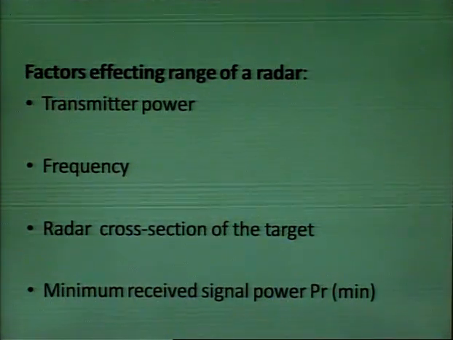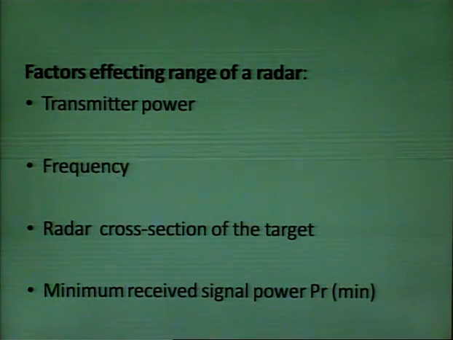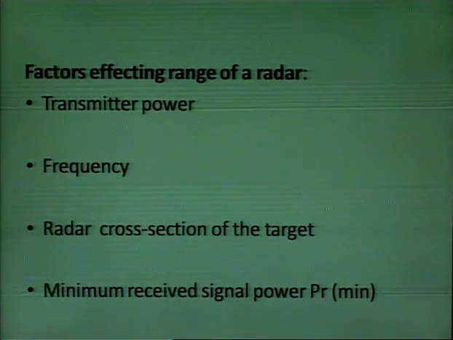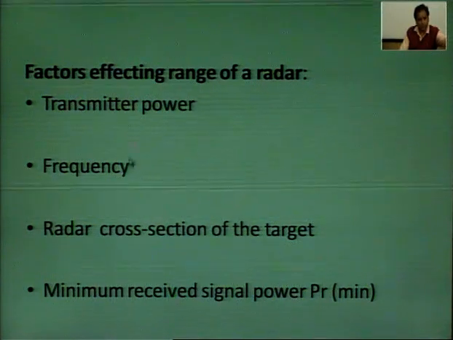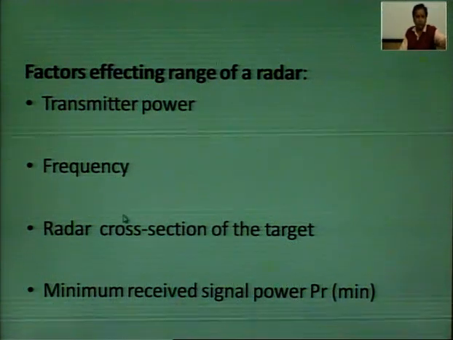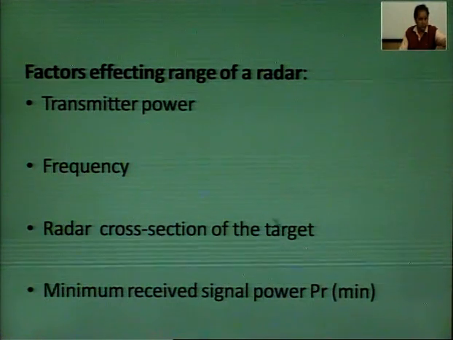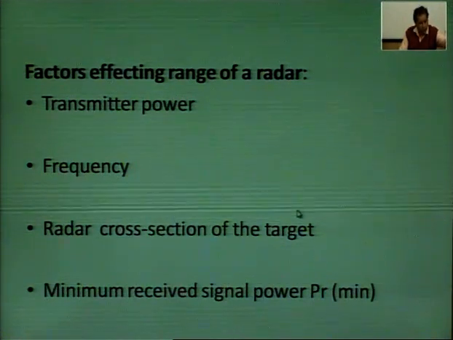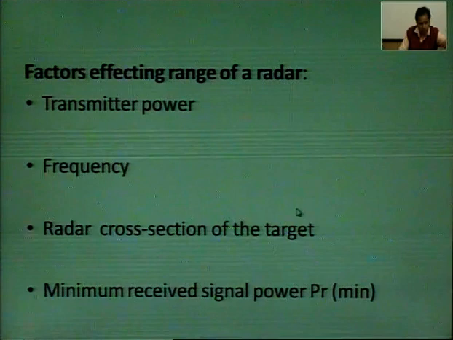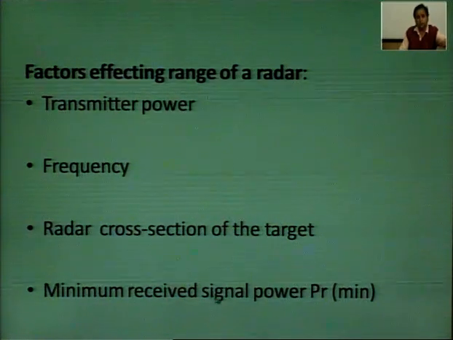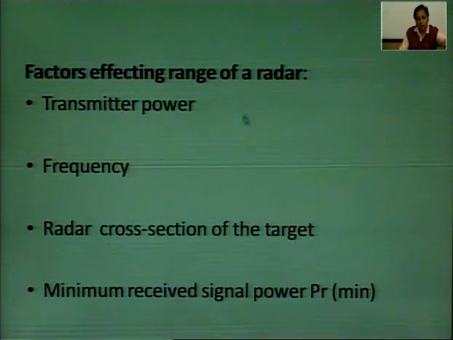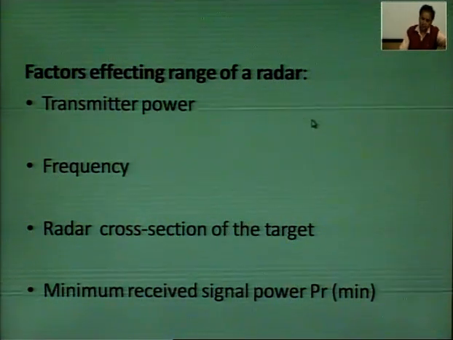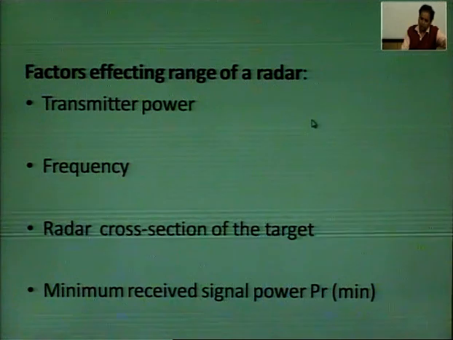Factors affecting the range of a radar. What are the factors which may affect the range of a radar? From the equation it is very clear. First, the transmitted power; second, the frequency at which you are operating; then the radar cross section area of the target, from which the signal is reflected; and the minimum received signal, or S minimum, the minimum detectable signal. These are the factors on which the range of a radar depends.